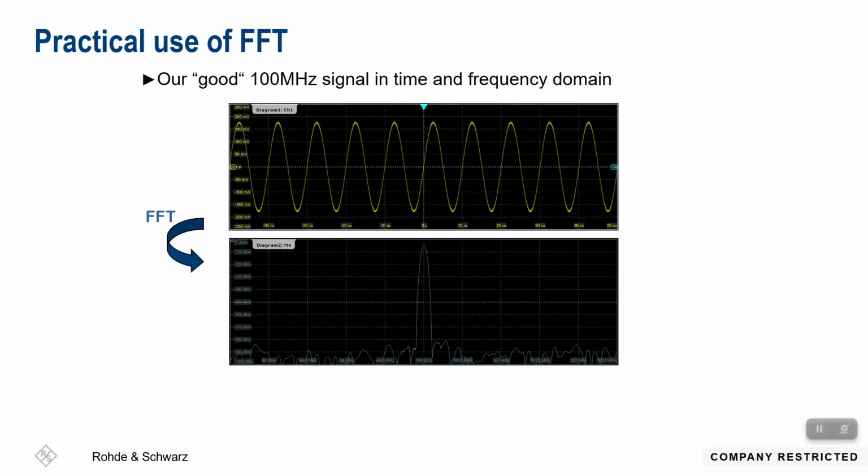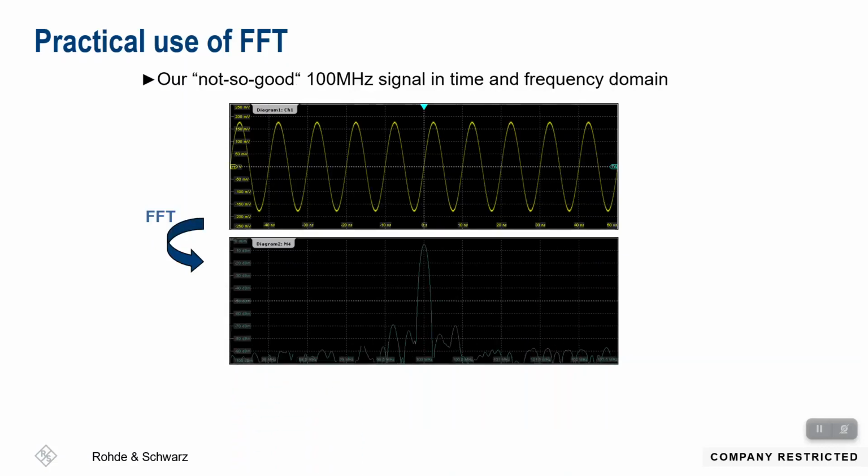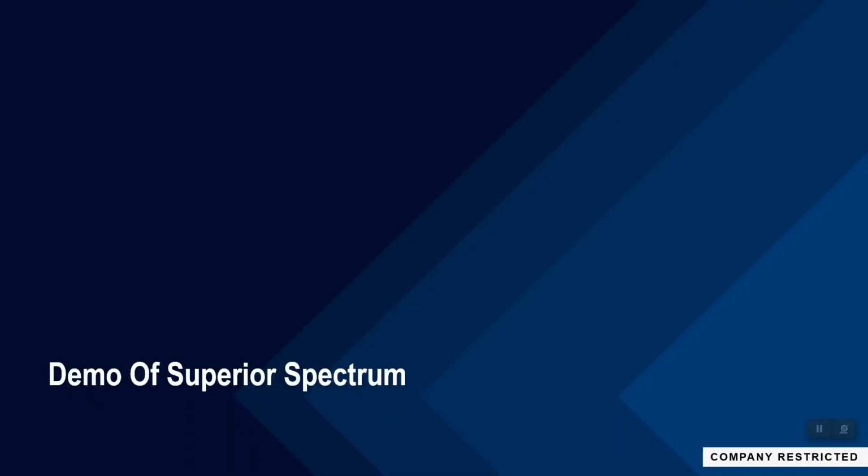And you could look at things like clocks. In the time domain, it's not obvious if a clock is clean or not clean. In this case, the FFT shows the clock looks clean. And in this second case, the FFT shows that there's sidebands, but the time domain still looks identical to the previous one. So an FFT can be a quite powerful debug tool. So let's take a look at a demo of the superior spectrum of the MXO.